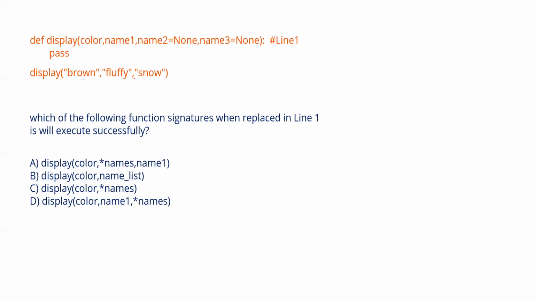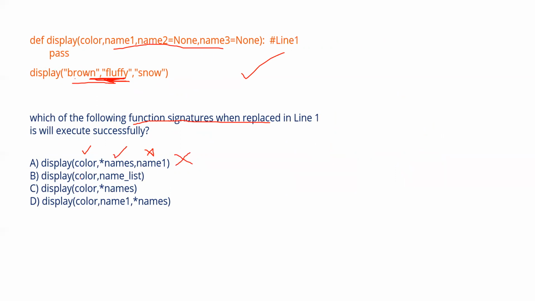Now observe this. This is based on functions concept. Which function signature needs to be placed in line 1 so that this code will execute fine? Means this should match with the function definition. Okay. Brown will be stored here. Okay. Fluffy and Snow will be stored here. Now there's a problem with this, right? So this will not be our option.